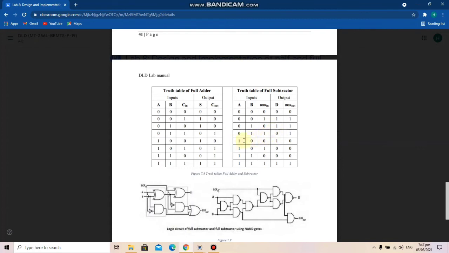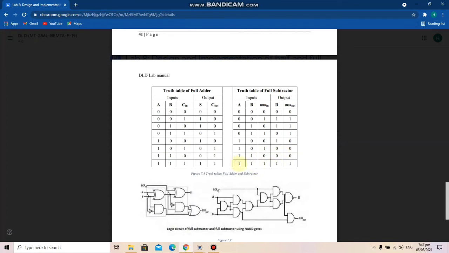Similarly, for this one, 1 minus 0 gives us 1, A minus B gives us 1, and 1 minus borrow in gives us 1, so 1 0 is the output. Again here 1 minus 0 gives us 1, and then 1 minus 1 gives us 0, so the output is 0. 1 minus 1 is again 0, 0 minus 0, we can see the output is 0.